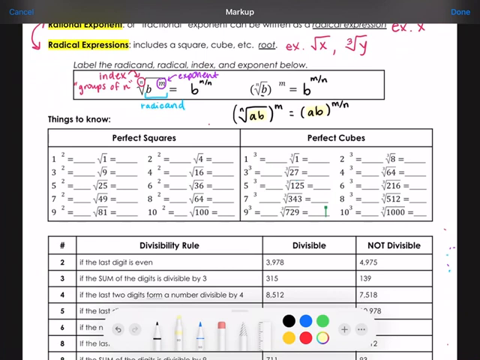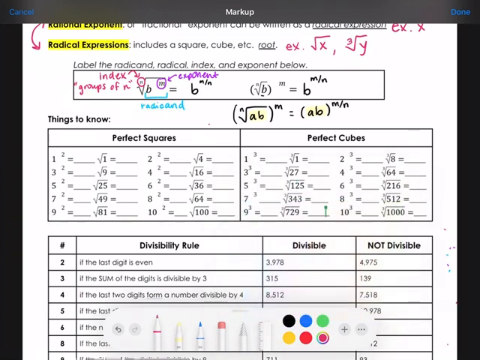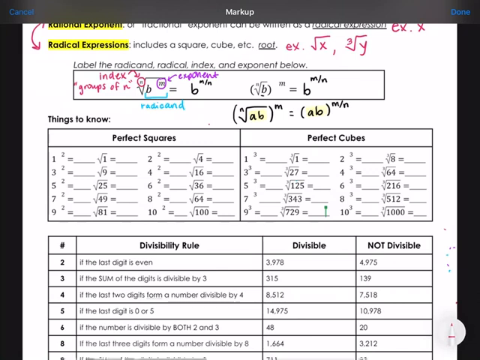As we're working with radical expressions and rational exponents, especially when we get into simplifying, it's important to be able to know offhand our perfect squares and perfect cubes. We can fill in this chart and use it as a reference as we work through simplifying some of these radical expressions. Here we have 1 squared, which means 1 times 1. 1 times 1 is 1, so the square root of 1 is 1. We have 2 squared, which means 2 times 2, that equals 4, so the square root of 4 is 2.